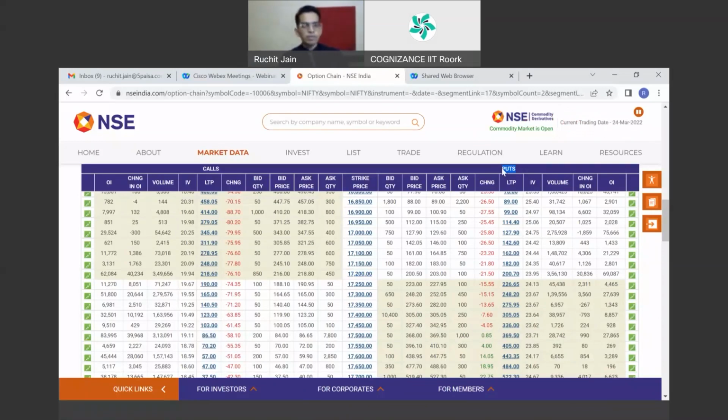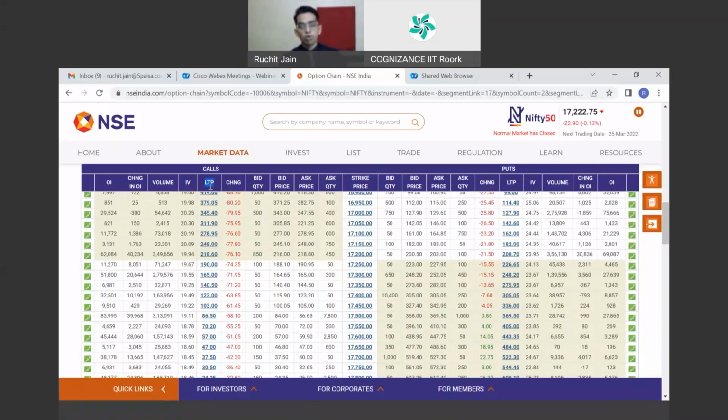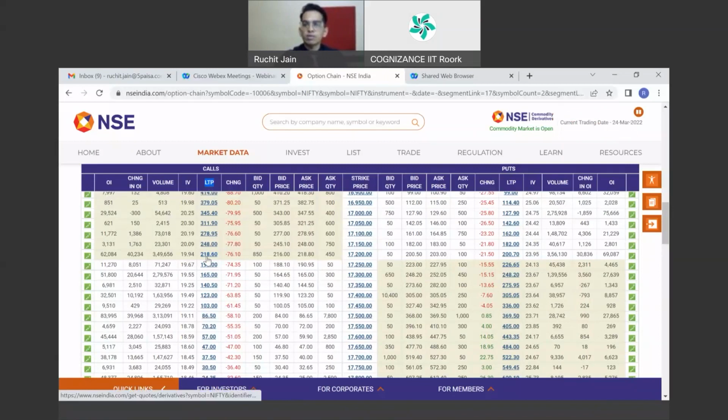Now the lot size of Nifty is 50 shares. As I told you, in F&O you have to trade in lots: 1 lot, 2 lots, 3 lots, 4 lots, 5 lots. So one lot of Nifty has 50 quantity. If you see the premium of the 17,200 put, it is 200. So 200 multiplied by 50 means 10,000 rupees. So 10,000 rupees is the total premium of the 17,200 put option.